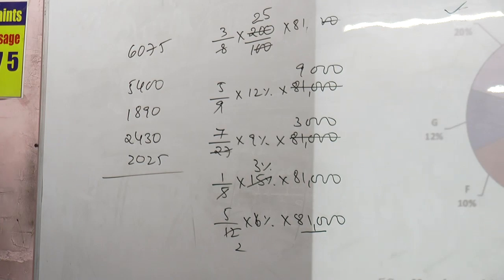Now you need to calculate average. Add everything, divide it by 5. Okay? Right. That is why I said I would leave this.